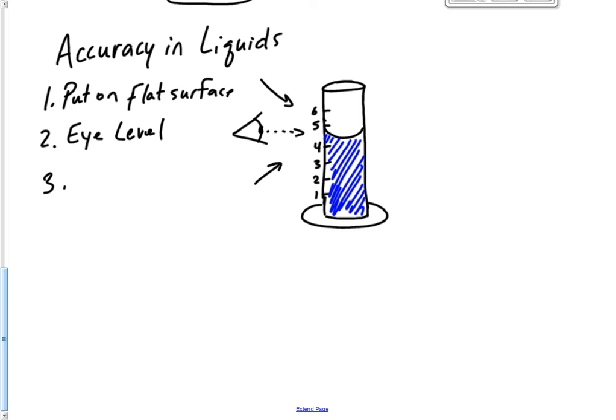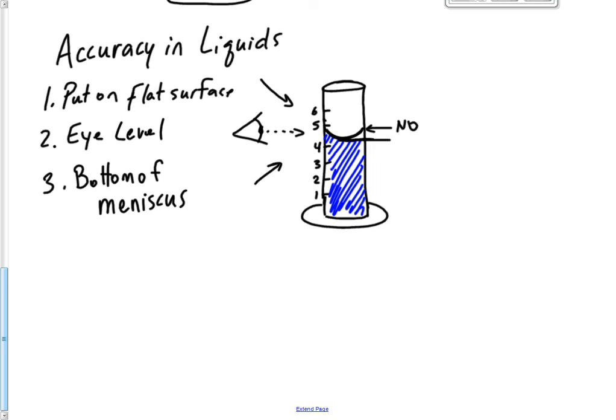And then the last thing you're going to do is look at the bottom of the meniscus. The meniscus is this point right here. Okay? The bottom of it. You want to read right there. Do not read right there. Read the bottom. So this is somewhere between 4 and 5.